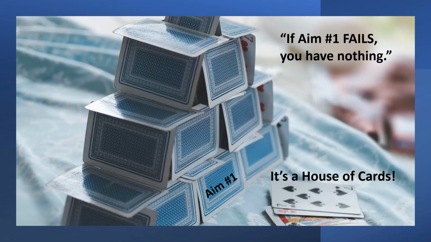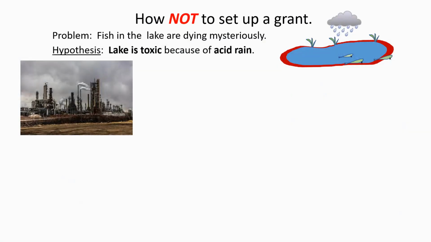A completely different but also common problem is the problem of linked aims. That gives rise to the criticism that if aim 1 fails, then you have nothing. Basically, the grant looks like a house of cards. If you take out just one card, the whole thing collapses. And here's an example of a grant that fails, not because it's not focused enough, but that it's too focused and that the aims are linked.